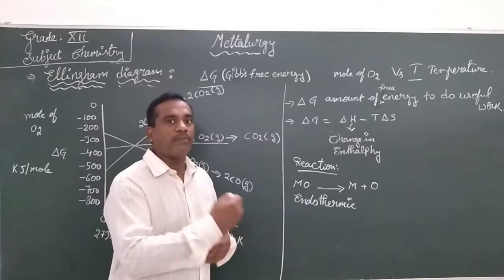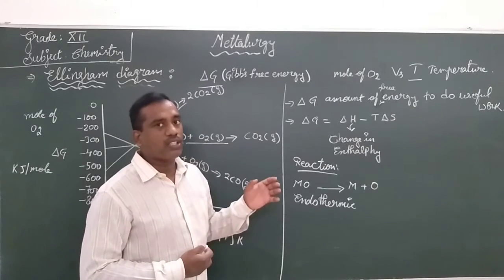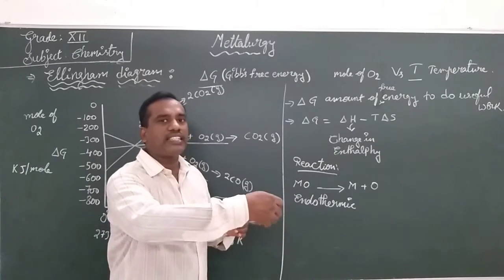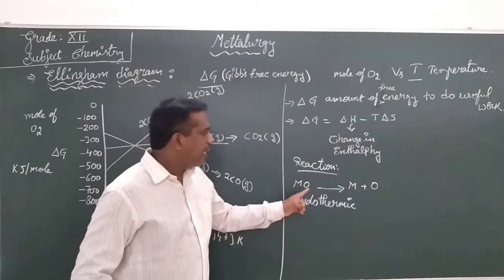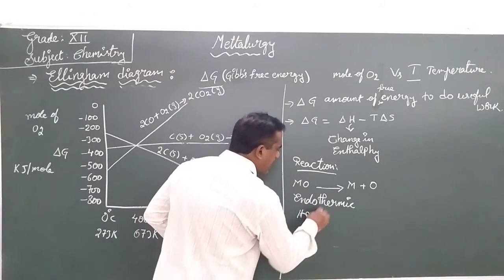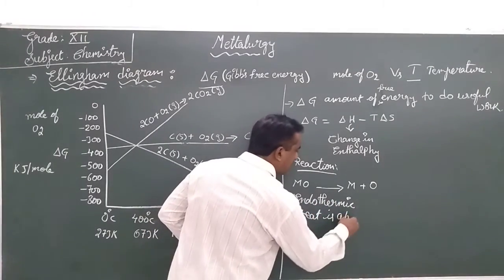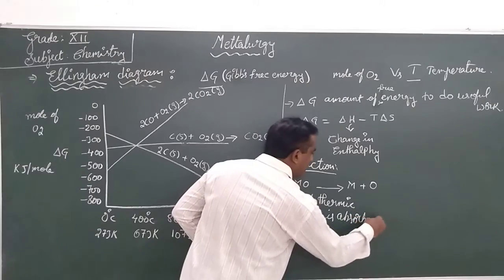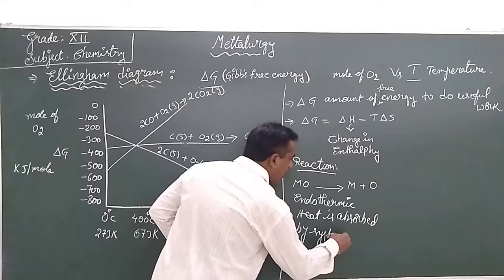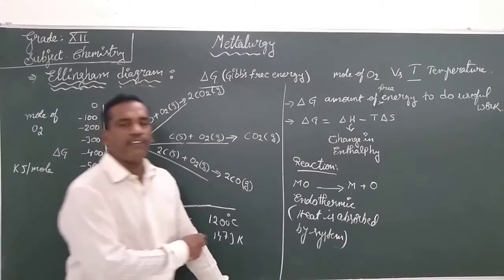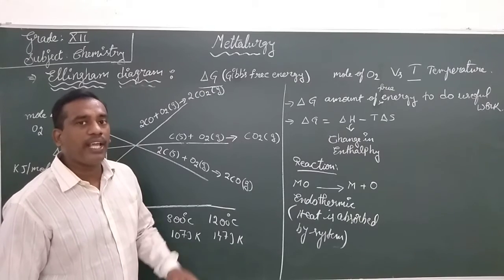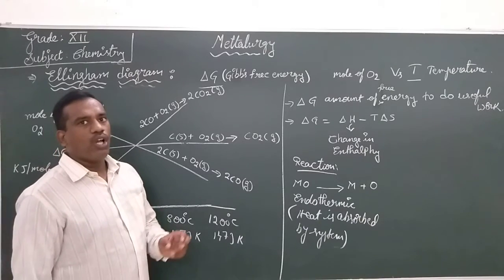You are supplying some amount of heat. That is called whether heat is given to the system or heat is evolved from the system. In this reaction, heat is given. Heat is absorbed by the system. When heat is absorbed by the system, then the change in enthalpy will be a positive value.